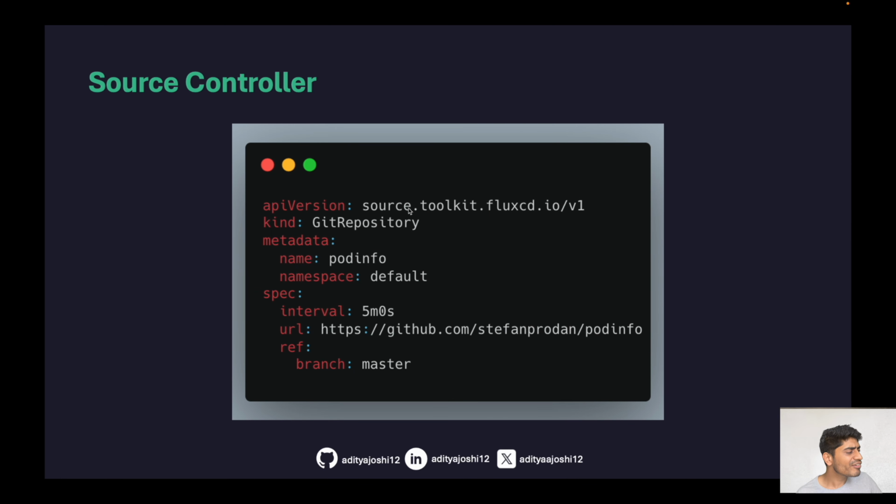This is how we define a GitRepository CR, right? So the source is coming from Flux. If you see the API version, this is coming from Flux, and the kind is GitRepository, and here you define the URL of the Git repository which you want to track, right? And the branch as well, right?